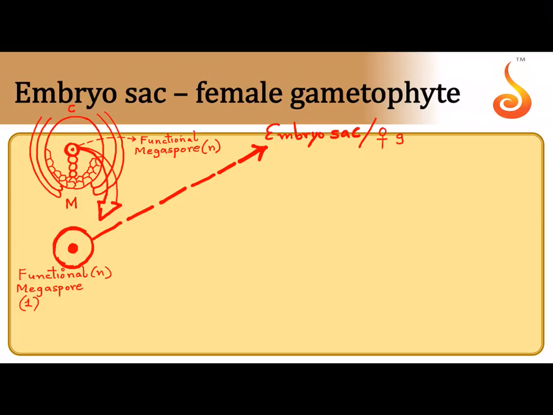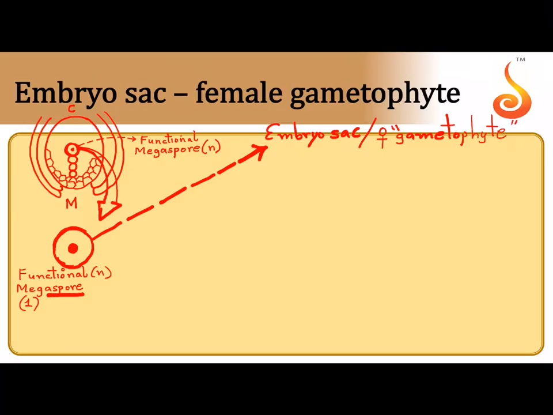Embryo sac is also called female gametophyte. Why? It has egg in it. That's why. It's a plant-like stage. It's a stage that's called a plant, but it's very, very small with a limited number of cells. So this one single megaspore develops into an embryo sac or female gametophyte. Its goal in life is to give rise to an embryo sac.